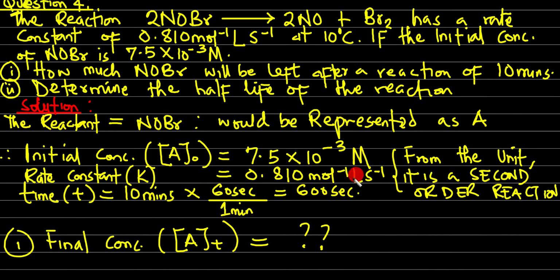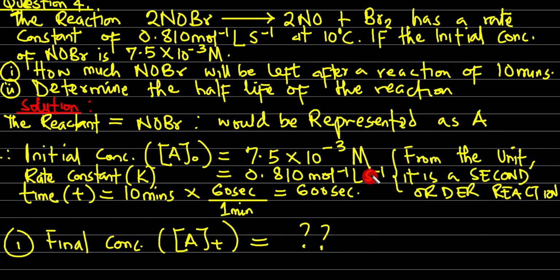Rate constant is this. Remember, from the unit it is a second order reaction. The time is 10 minutes, but we have to convert it to seconds. Why? Because from the rate constant, the time here was in seconds. What if the rate constant had time in minutes? There would be no need to convert this one to seconds. What determines whether we are going to convert our time is dependent on the unit of time in the rate constant. This rate constant is a constant, so you make sure every other unit corresponds to this. Because the time in this rate constant is in seconds, that is why we are going to convert this minute to seconds.